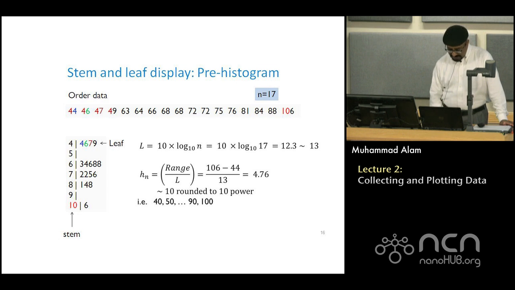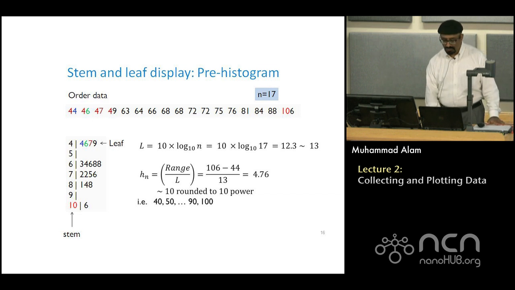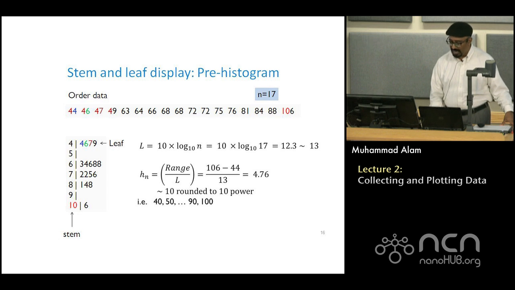So you write in the stem. It's like a tree. In the stem, you have written 4, 5, 6, 7, 8, 9, and 10. Why have I stopped at 10? Because the last number was 106. If the last number was 126, I would have added 11 and 12, right?